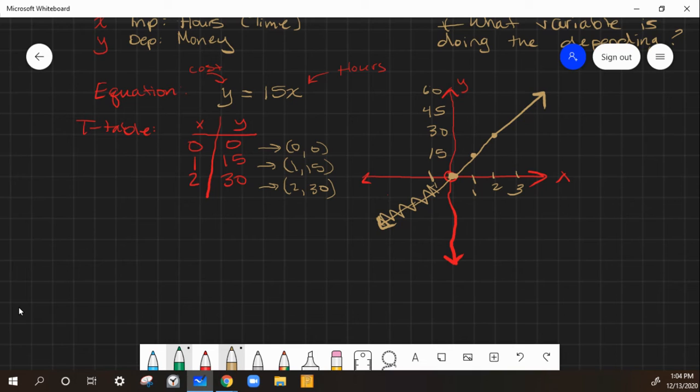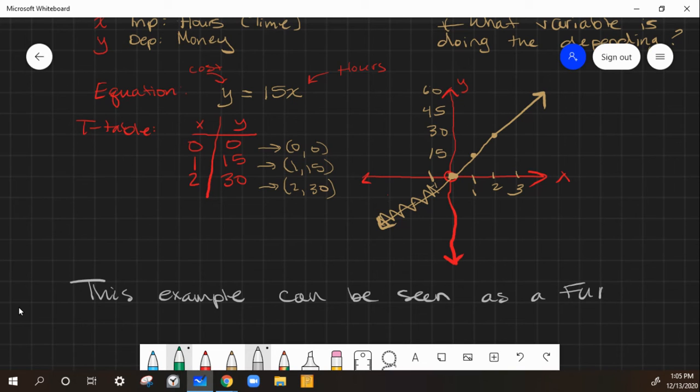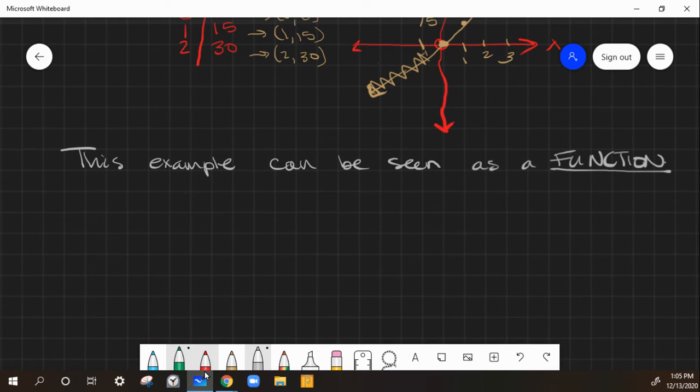Okay, so pretty cool. If you look at this, one concept we can represent mathematically many different ways. Okay, now here's where it all comes together, and it's pretty cool. All of this is called a function. This example can be seen as a function. This is a magical word in math, you guys. Magical word. Function. So I suppose the next step would be to define what a function is.